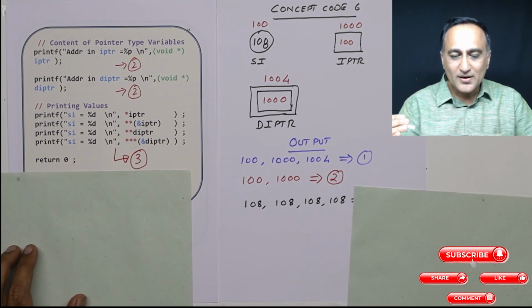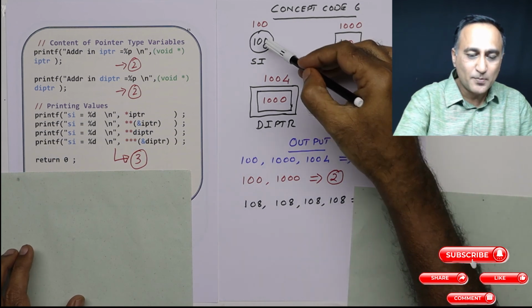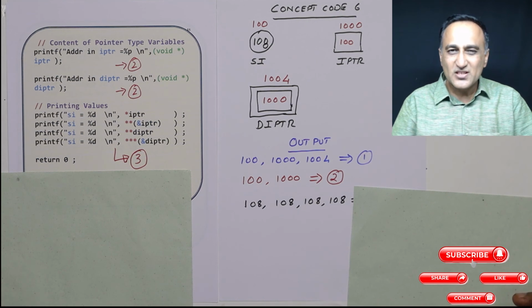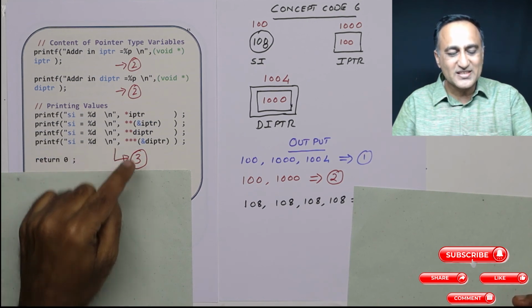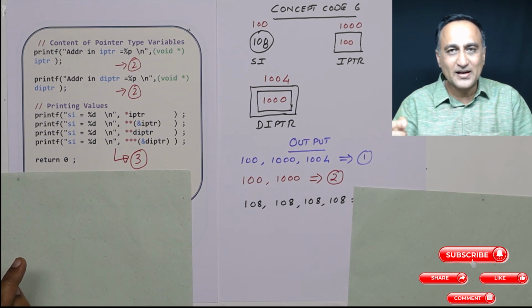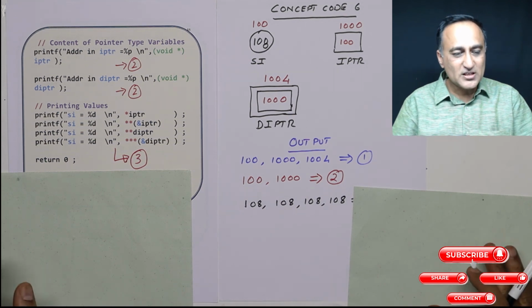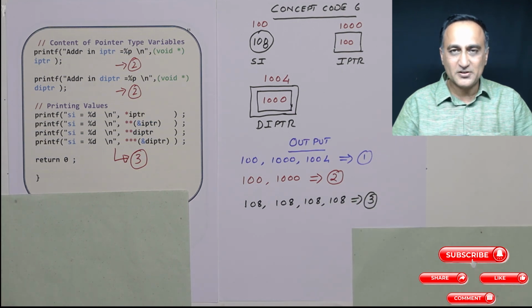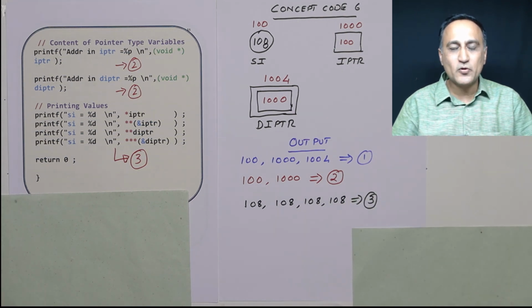So I have shown you in four different ways how I can print 108 by using the star operator. So just let the number of stars not scare you, because a star simply means give me the content or value at that particular location or memory address. So with this, I hope you have developed a better understanding of pointers. We shall be doing a couple more programs to really reinforce the learning of your pointer concepts.